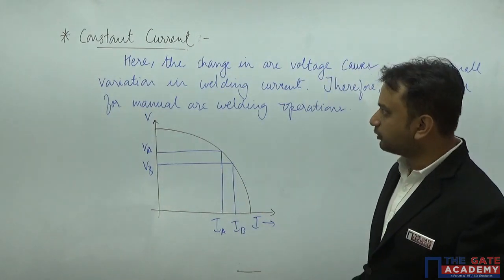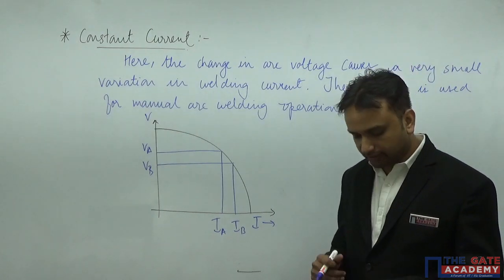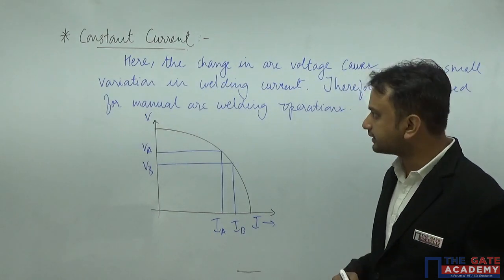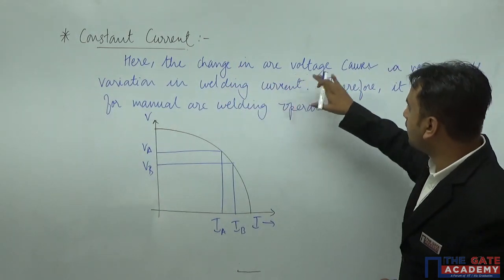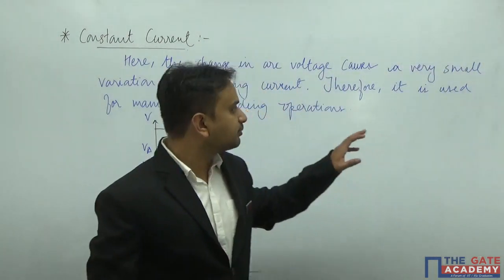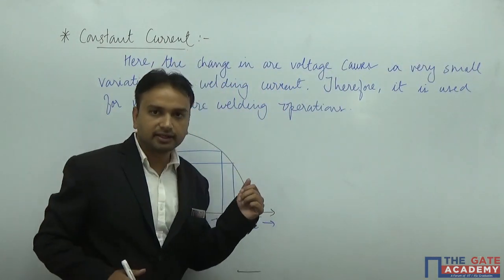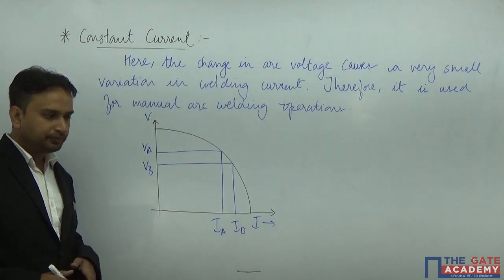Alright friends, let us have a look at the constant current type power sources and what the characteristics of constant current power sources are. Firstly, let us understand the description. Here, the change in arc voltage causes a very small variation in the welding current. Therefore, it is used for manual metal arc welding operation.